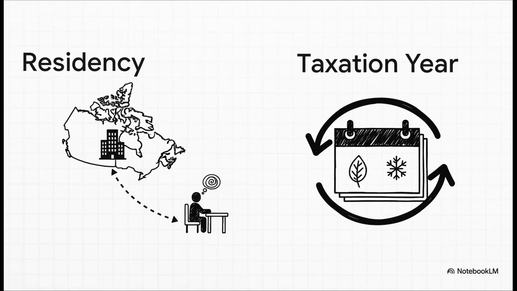And this idea of being treated like an individual extends to its key features. For example, a trust's residency isn't based on where the beneficiaries live, but on where its central management and control is located. Basically, where are the trustees making the important decisions. And, perfectly in line with being treated as an individual, a trust's tax year is always the calendar year, running from January 1st to December 31st.